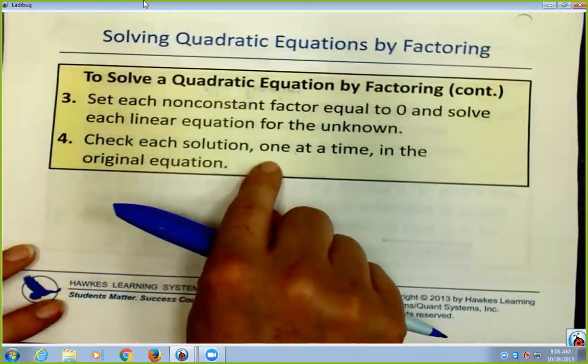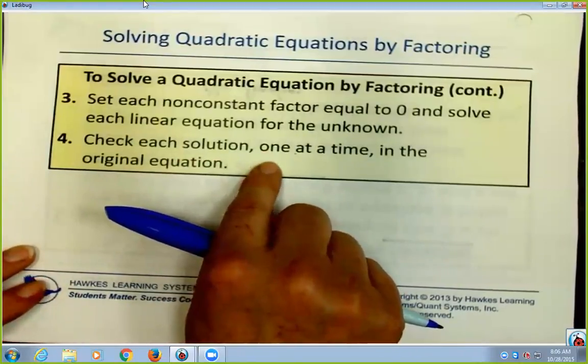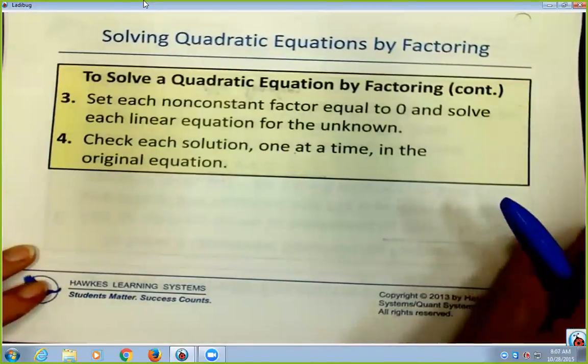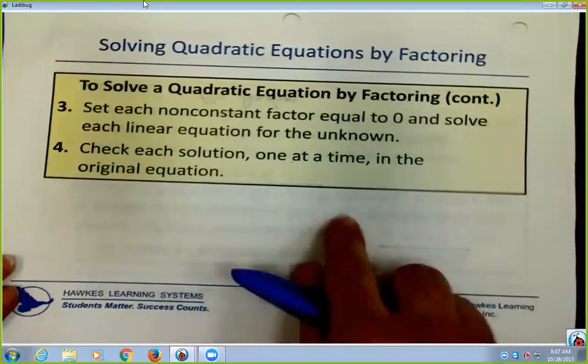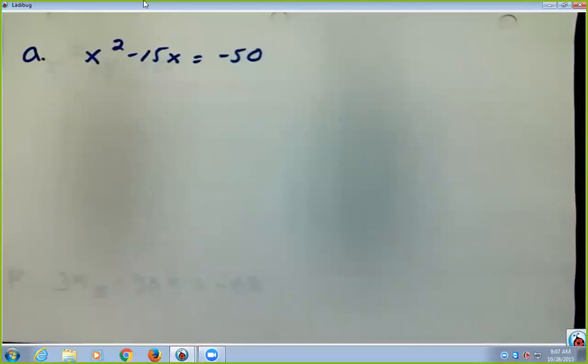In this case, most likely they're both going to work. There's not really a time that they probably will not, unless you did something mathematically incorrect with what you're working with. So that's what's going to happen. So let's take a look at one.